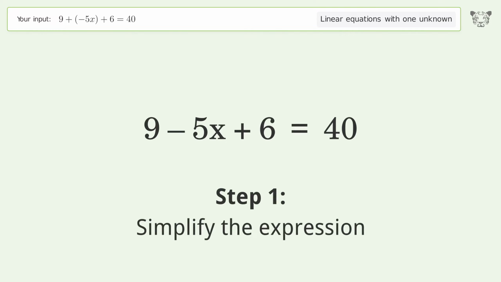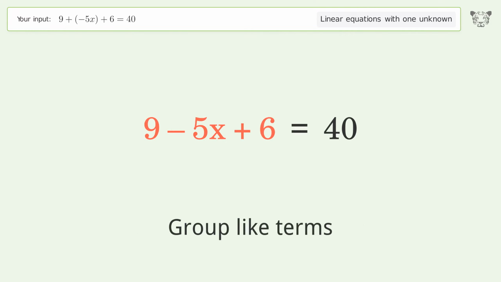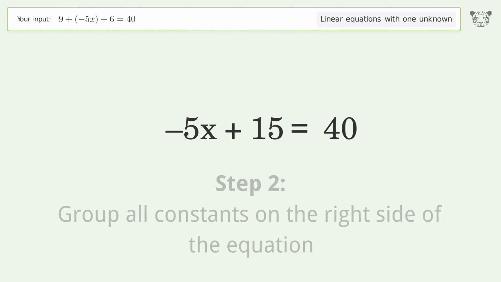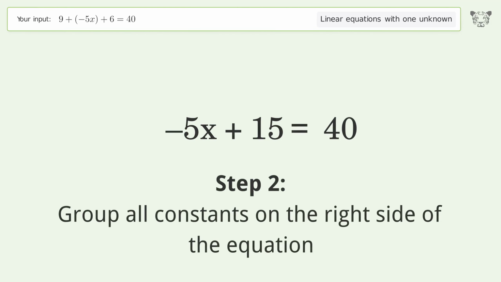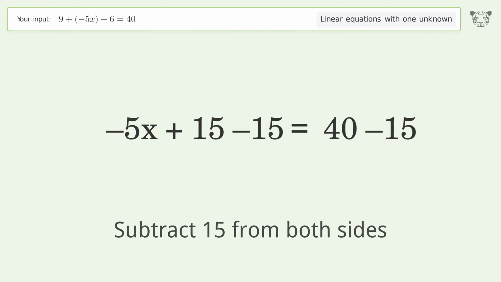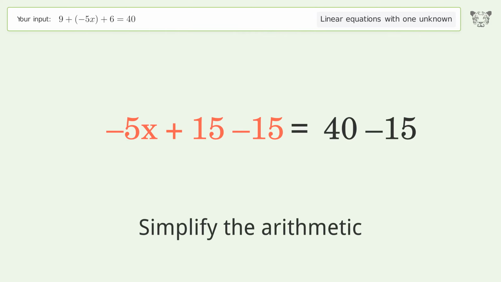Simplify the expression. Group like terms. Simplify the arithmetic. Group all constants on the right side of the equation. Subtract 15 from both sides. Simplify the arithmetic.